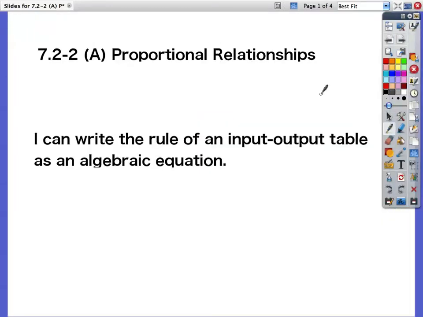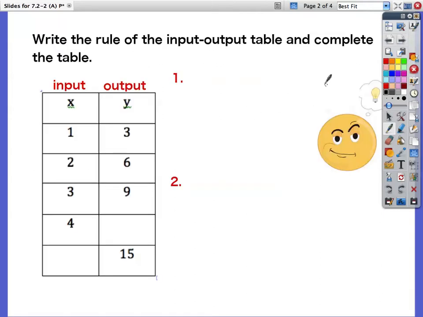So this is video A for proportional relationships. One of my favorite math topics in your I can statement is I can write the rule of an input-output table as an algebraic equation. So you're actually going to be doing some algebra today. Isn't that exciting? I love algebra.